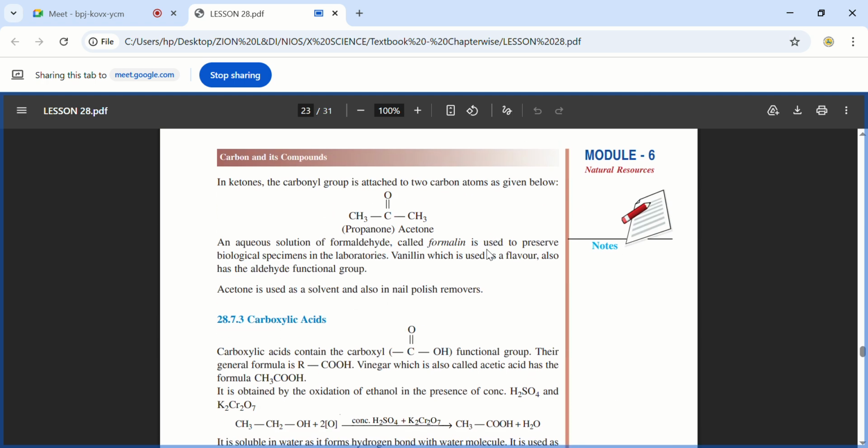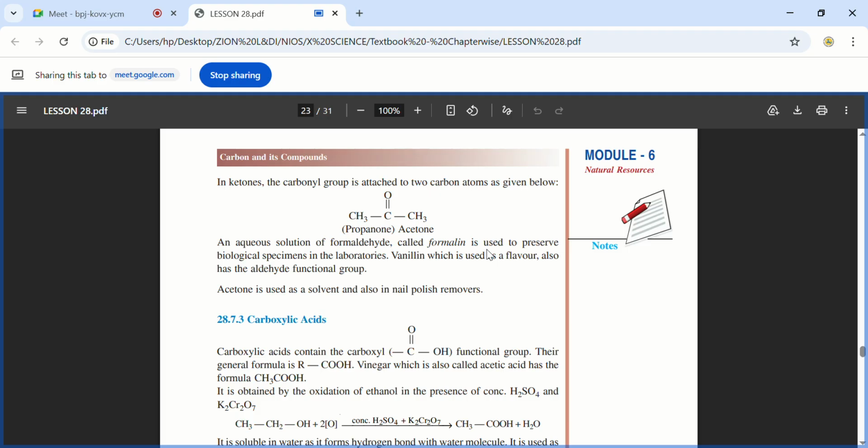And they're talking about one important compound called acetone. Actually, the very first compound of the ketone is propanone. That is the first compound. You cannot have an acetone with one carbon. That's not possible. So it starts only with 3 carbon, a minimum of 3 carbon. So this is called acetone.